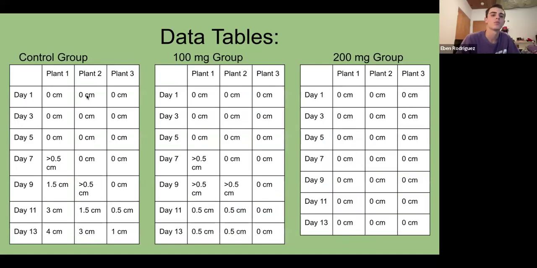Our data tables are focusing on each group's individual plant. As you can see, the control group sprouts about day 7 and then rapidly grows. The 100 milligram group also sprouts around day 7, but only grows a little bit. And then the third plant doesn't sprout at all. In the 200 milligram group, no plant sprouted.